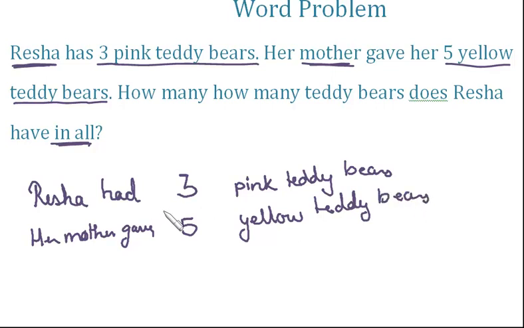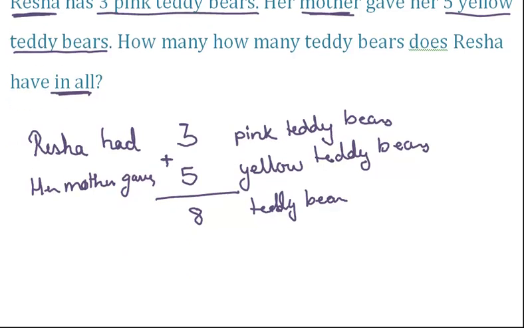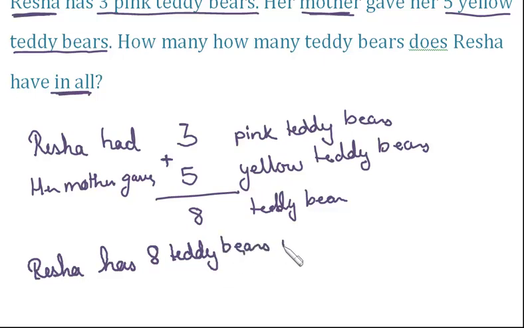Okay, now we'll add them. So 5 plus 3 is 8. So she has 8 teddy bears. Now we'll write down the final statement below. Resha has 8 teddy bears in all or all together.